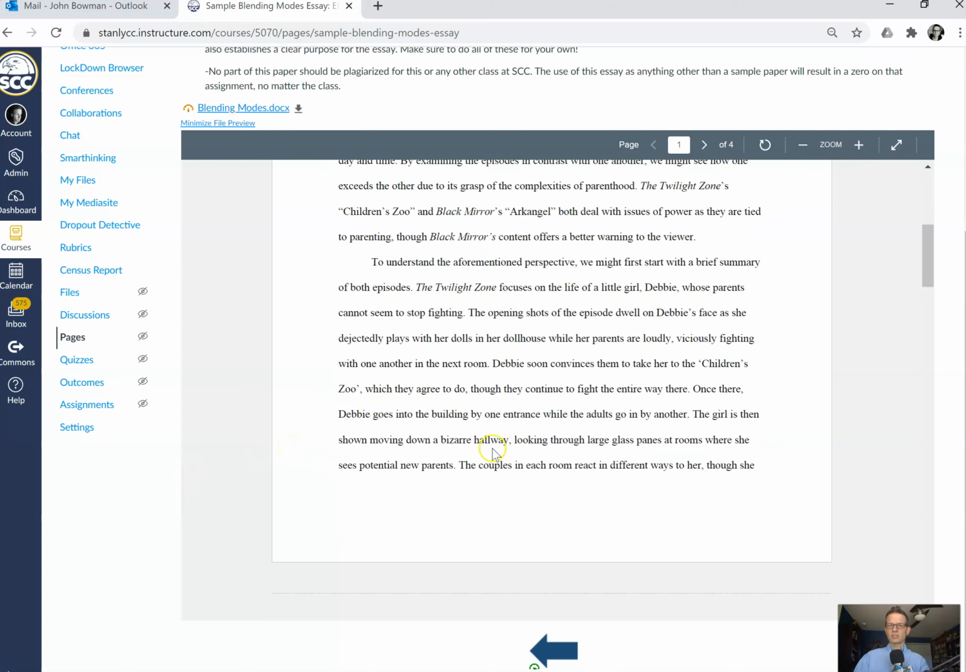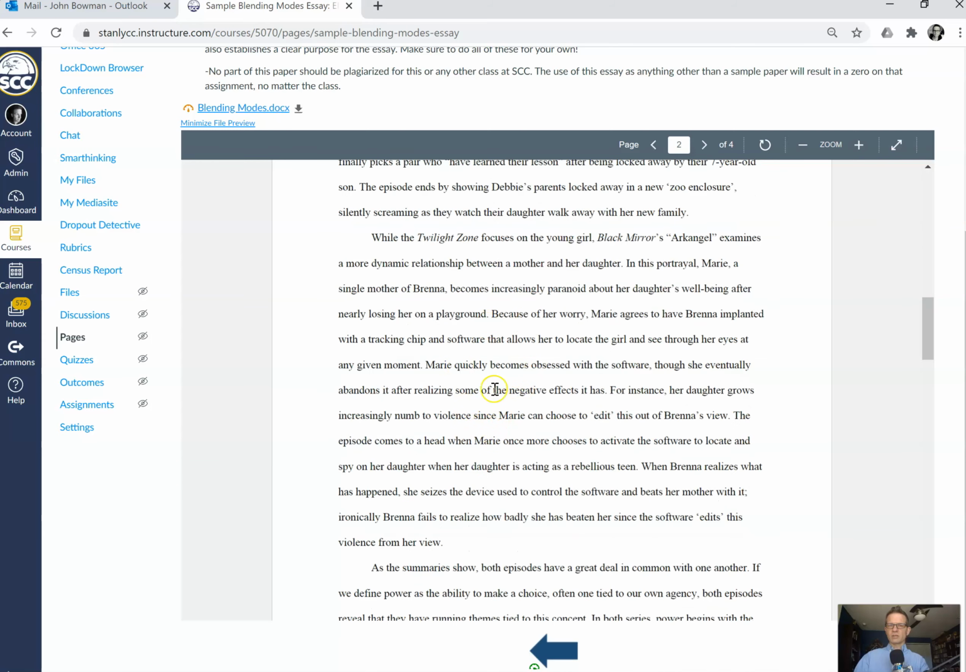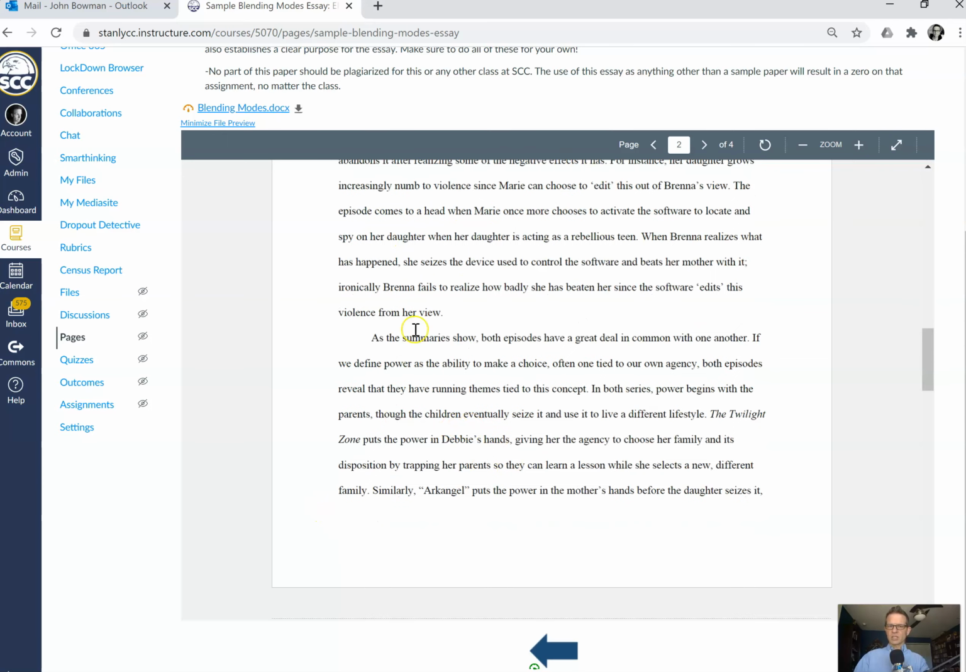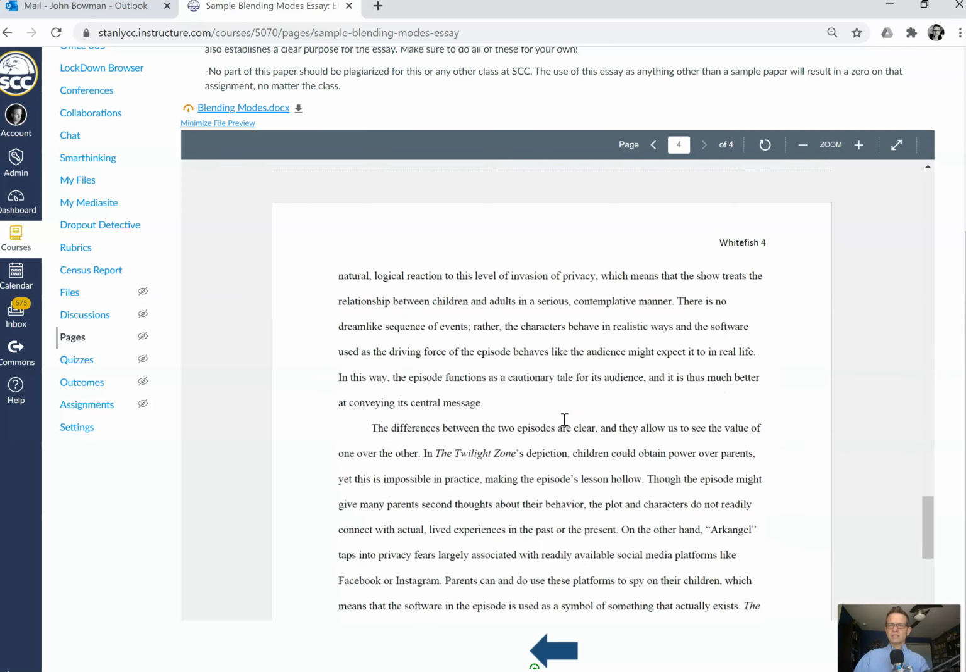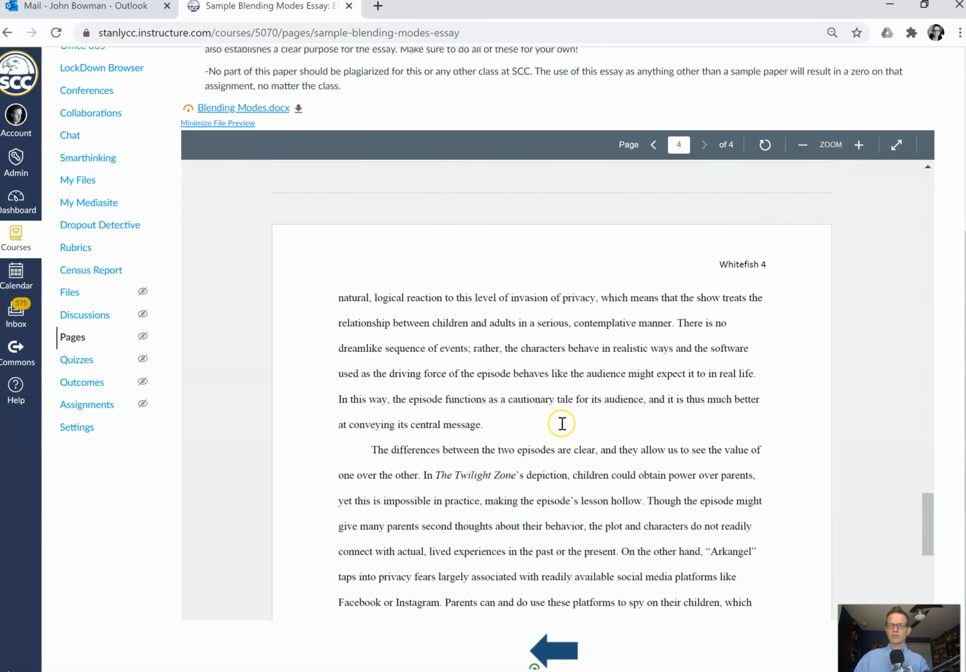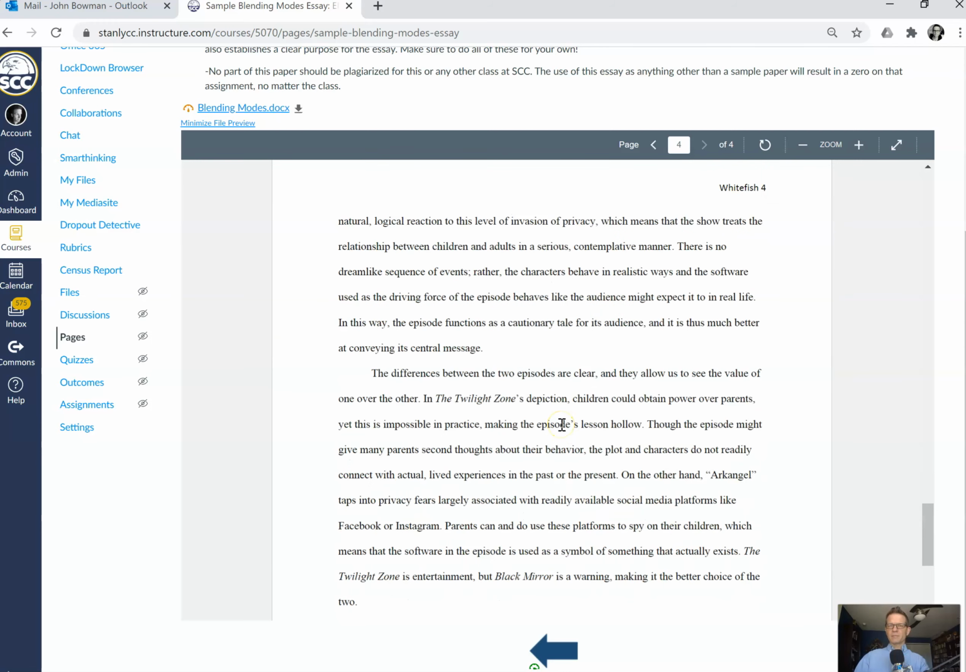It gives a good introduction. It concentrates on one TV show, then it concentrates on the other TV show. It uses effective transitions in between each, and then it goes into an extended discussion of those TV shows. As you can see, this was enough information to generate a full 4-page paper. That should be fairly easy for you to do.